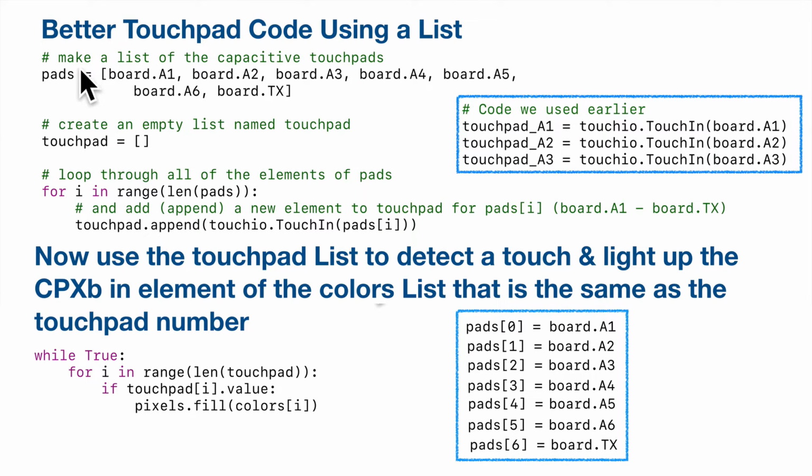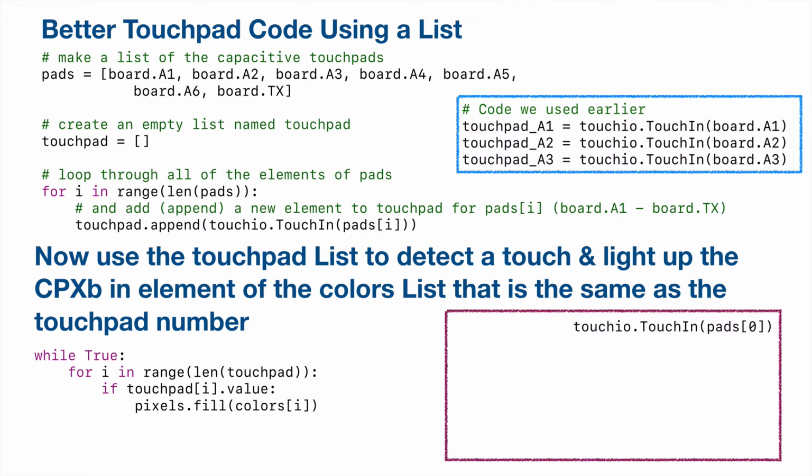But if pads 0 is the first one and pads 6 is the last one, we can use a for loop, and say, okay, just start at pads bracket 0 and go all the way to pads bracket 6. And instead of calling these things touchpad A1 through A6, we're going to create a list called touchpad. So where we say touchpad equals and then open and close bracket, there's nothing in there. But by saying for i in range, and len is the length of pads, which means we start at 0, we go all the way to 6, because there are 7 elements in the list called pads, we'll go through i from 0 to 6, and what we're going to do is create touchio.TouchIn pads 0.